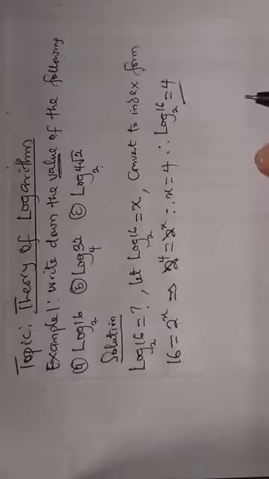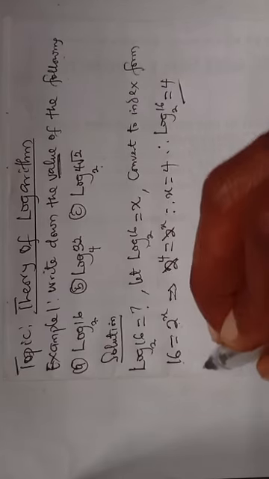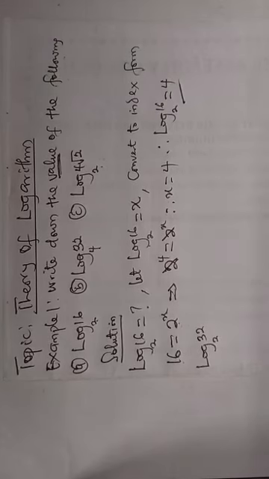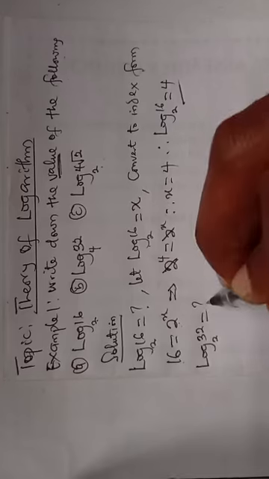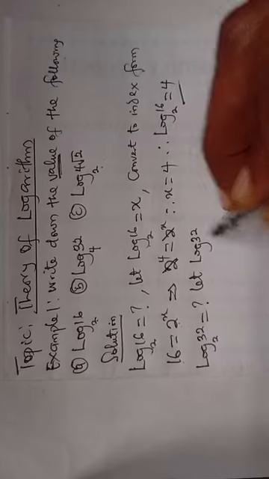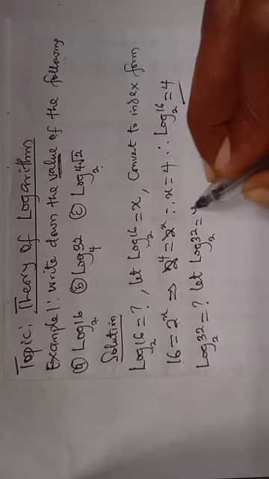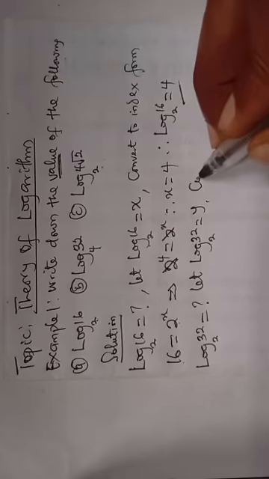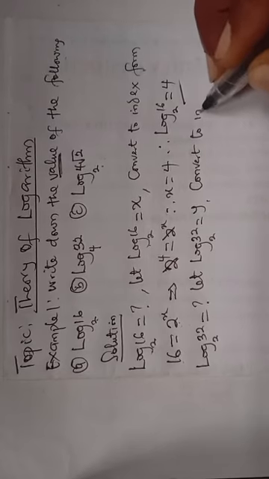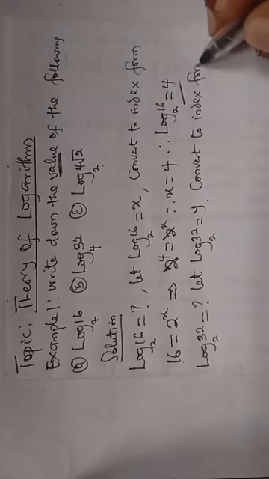Very simple. The next one says log 32 to base 2. We don't know what it is. Let log 32 to base 2 be equal to y. Same thing, convert this to index form. When we do, we are going to have that 32 is equal to 2 power y.